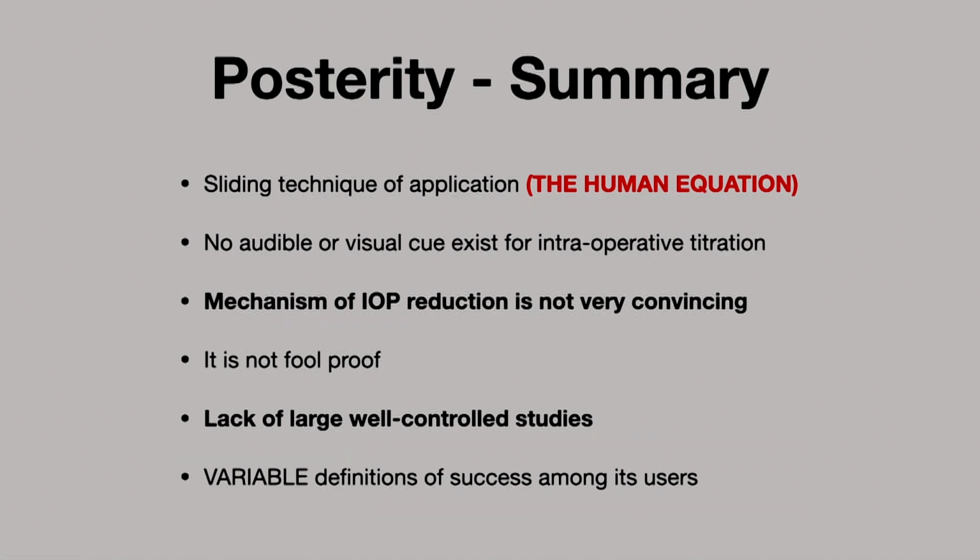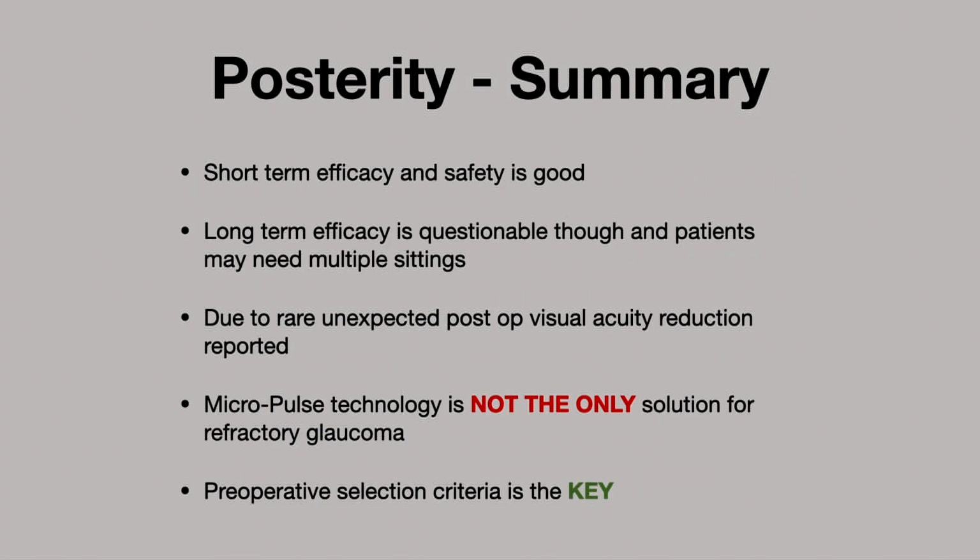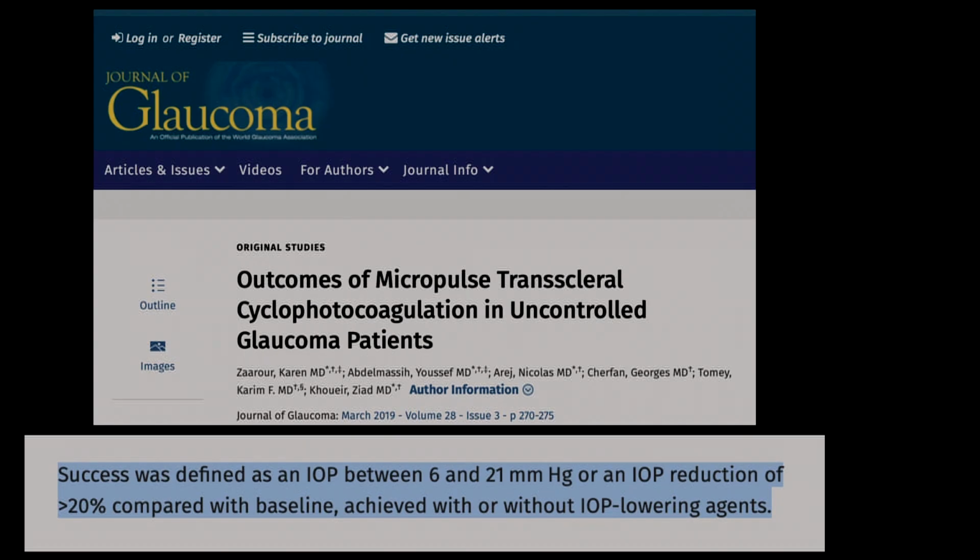So the journals are also saying that the human equation is something that we need to master, because there is no audible cue, and the mechanism of IOP reduction is not very convincing. It's not foolproof. So we need to be more concerned about the human equation. Sometimes we need to know what works best in our hands, and this is not the only solution. This is something that is there along with the other things.